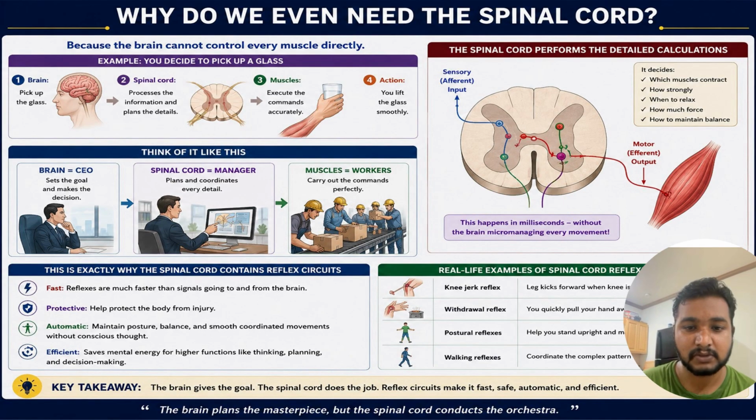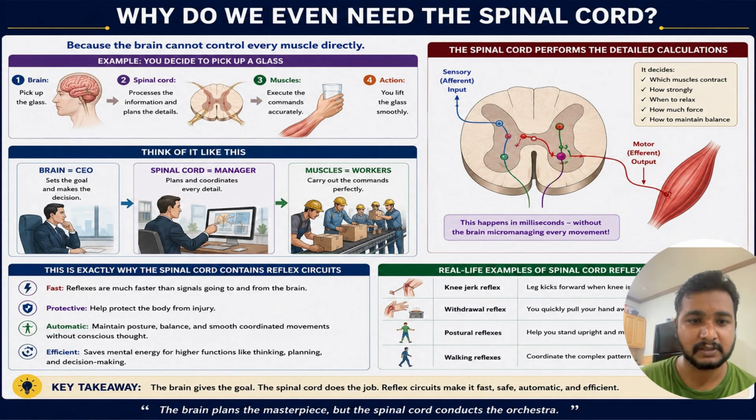Now that we know the spinal cord is the communication highway between the brain and the body, an important question comes up. Why do we even need the spinal cord? Why can't the brain control every muscle directly? Let's understand this with a simple example. Imagine you want to pick up a glass. First, your brain decides to pick it up. Then the command travels down to the spinal cord. But the spinal cord doesn't just pass the message, it actually processes the information. It decides which muscles should contract, which muscles should relax, how much force is needed, and how to keep your balance while you move. Only then does it send the final command to your muscles, allowing you to lift the glass smoothly.